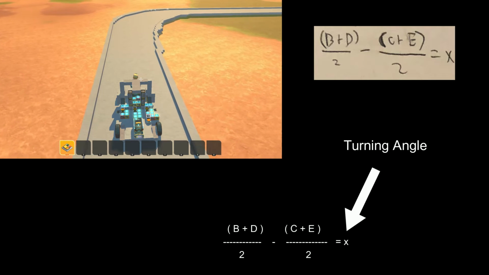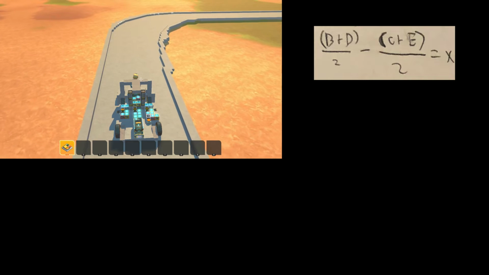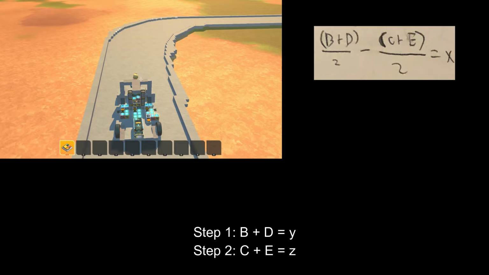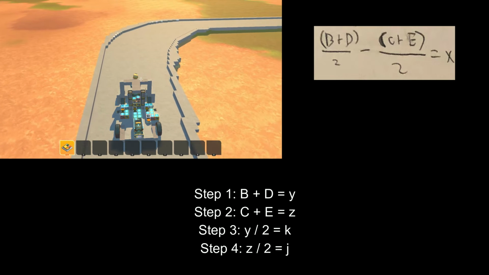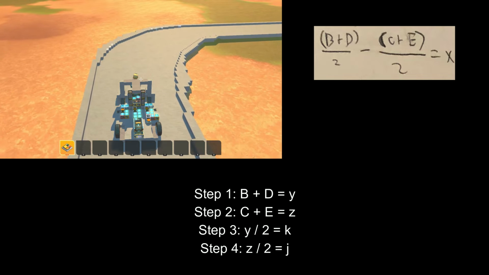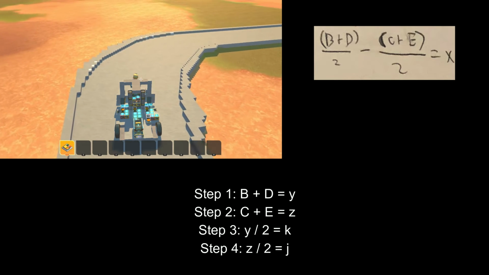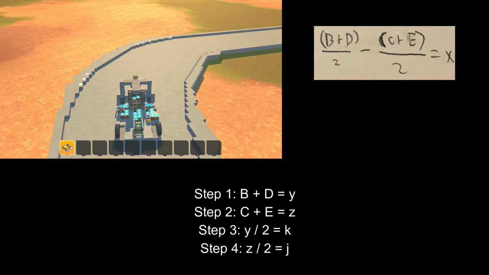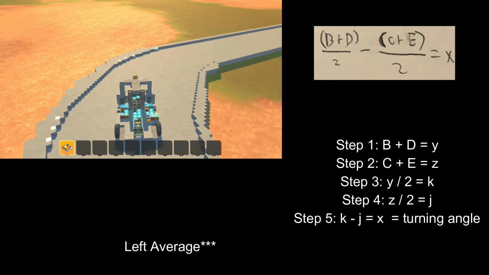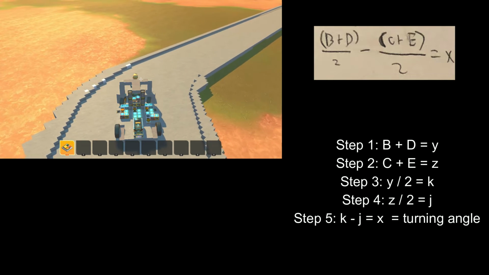If you break this problem down into really easy steps, you add up the left two sensors, B and D, you add up the right two sensors, C and E, and then you divide each of those answers by 2. And what that does is it averages it. The way averaging works is you do one number plus another number, and then you keep adding numbers if you have any, but we only have 2 in this case. So you divide by 2, and then you subtract the right average from the left average, so you subtract C and E from B and D, and that gives you the turning angle.